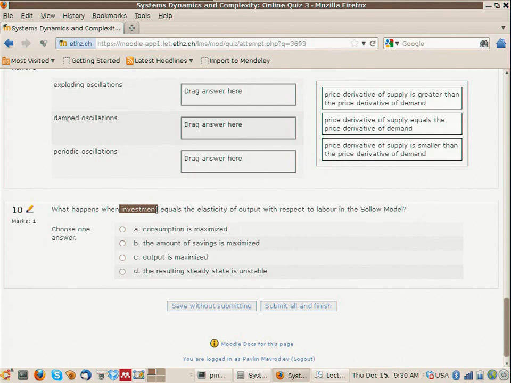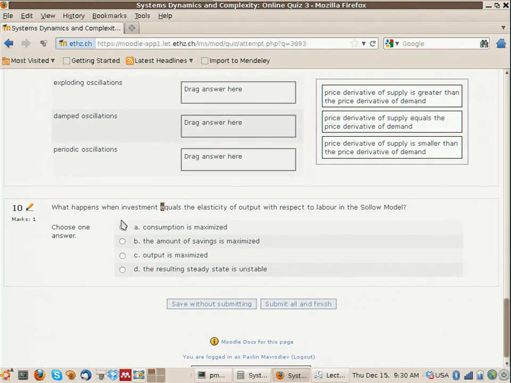I just said investment, and I meant investment rate. Some people are confused, but fortunately it was not critical for them to pass the quiz. So this is why the answer here is that consumption is maximized. This is basically the consumption with S when S equals alpha. All right, now we can start with the questions.